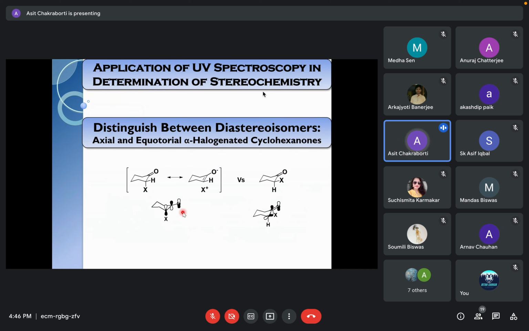This can be explained, and there are two reasons. First, the n orbital of the oxygen atom, with the axially disposed halogen, is in a higher energy state than with the equatorial one. This can be explained by this kind of interaction. This is called no-bond resonance. So this is a resonance structure. Do you know what no-bond resonance or hyperconjugation is? Yes or no?